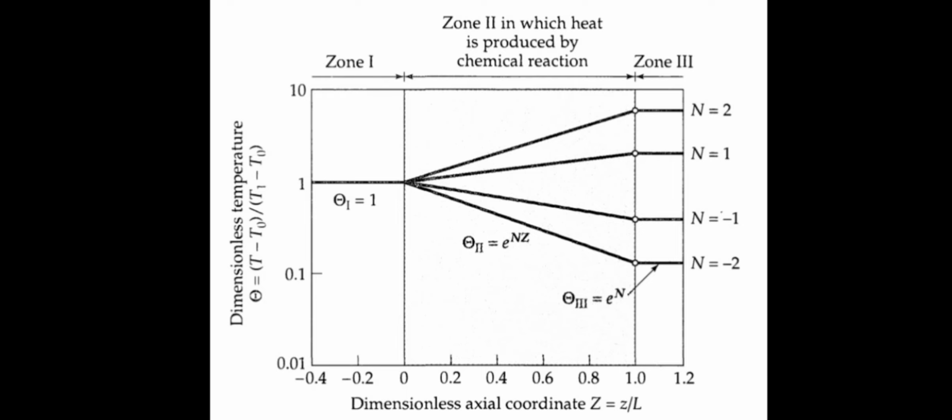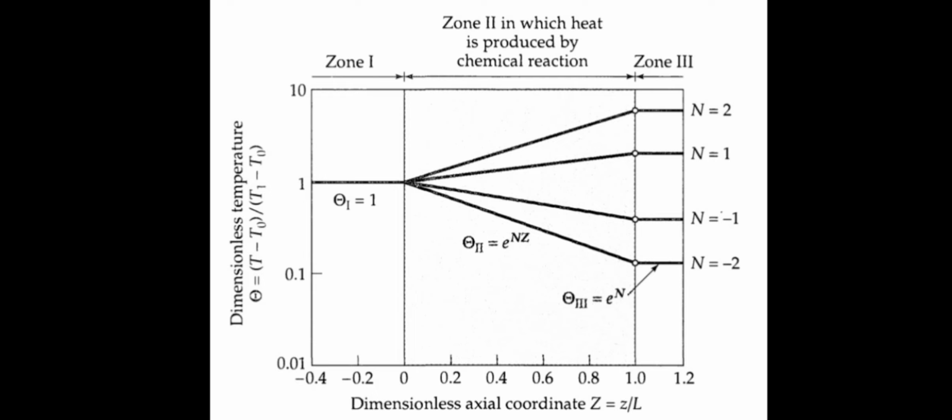Engineers might even intentionally design Zone 1 to absorb heat from Zone 2, a concept known as heat integration. Also note that this model neglects axial conduction. In real systems with metal reactors or high thermal conductivity, axial heat spreading can flatten the profile.